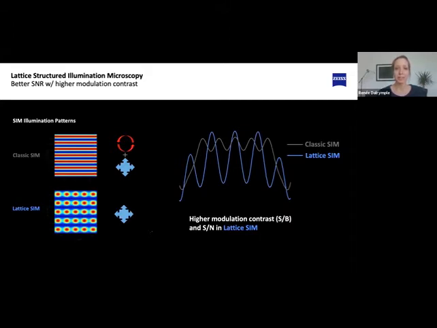With Lattice SIM, the dimensionality is already encoded in the pattern, so there's no more need to rotate it, thus allowing us to be more gentle, put less light into the sample, and not take the time to rotate the pattern.